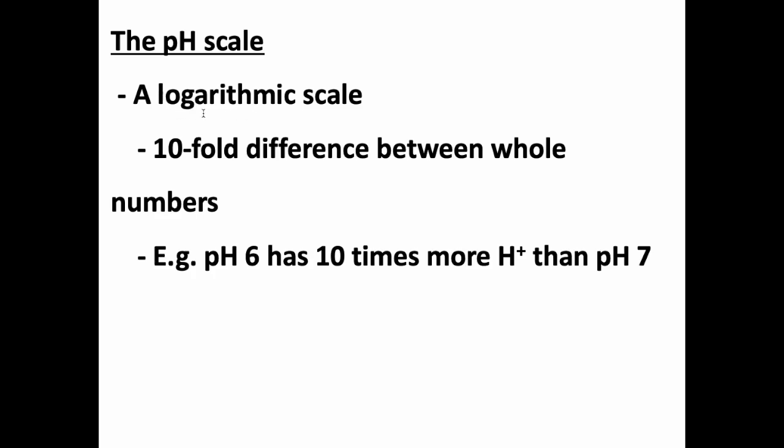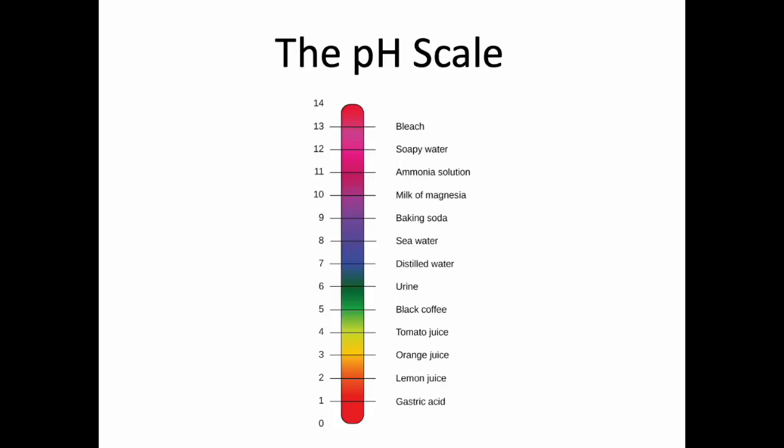The short version is log scale means it's a tenfold scale. There are tenfold differences between whole numbers within the scale. So again, just to list an example, pH 6 has 10 times more hydrogen ions than pH 7. We can go back here and do a couple more examples. If we wanted to compare tomato juice to distilled water, that is tenfold to go here, another tenfold to go here, and another tenfold to go down to 4. So 10 times 10 times 10 is 1,000.